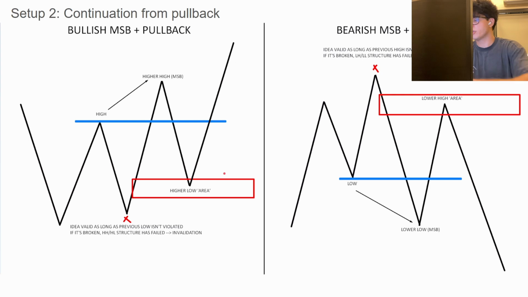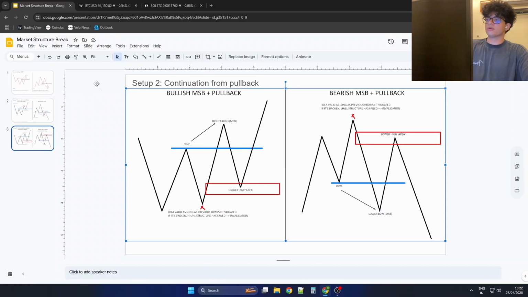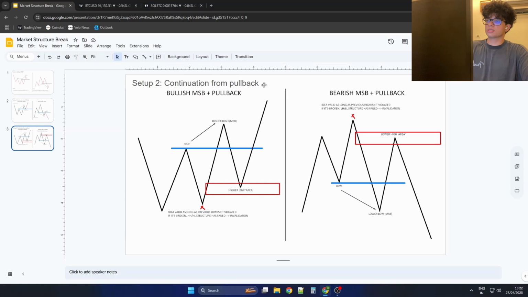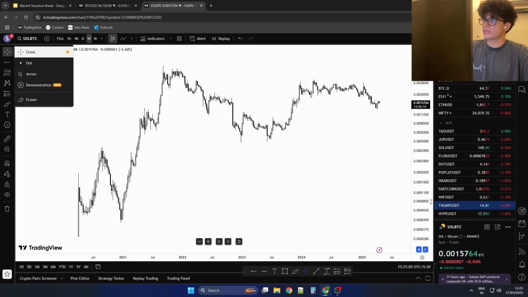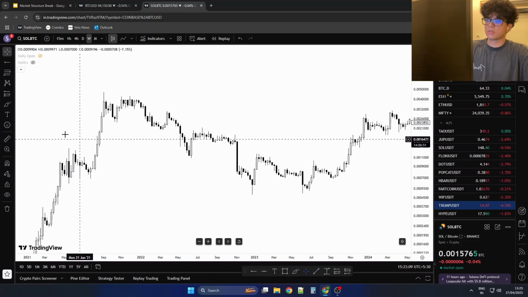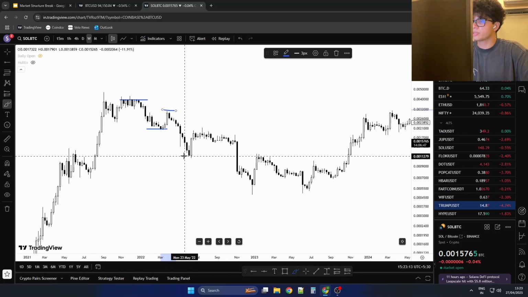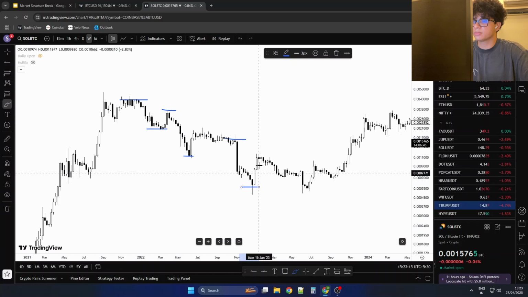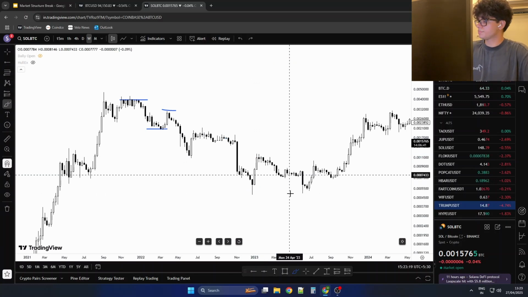So, moving on to the third setup, which is actually a reversal setup. But before that, I'll just give you examples of how you can use the second setup, right? So here, it's a pretty good example. This chart was in a downtrend. You guys can see, right? It was in a downtrend.